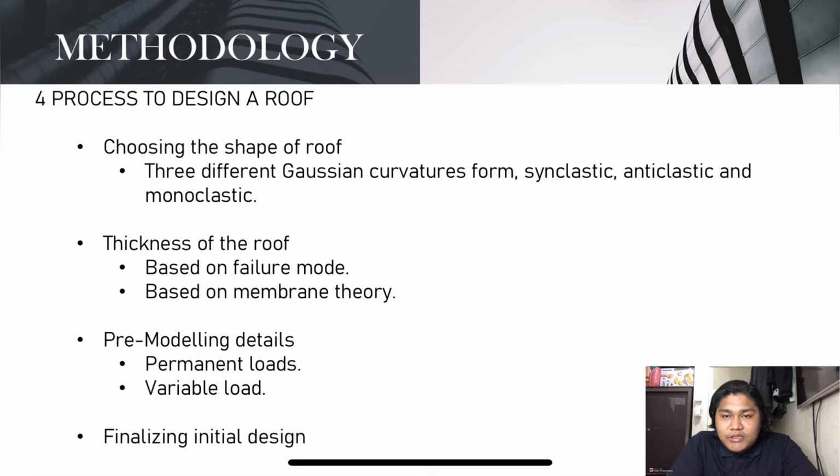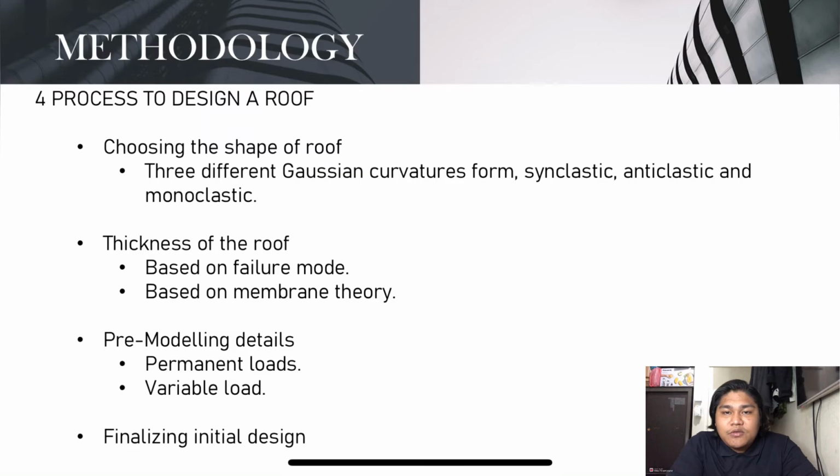In methodology, there is 4 processes in designing the roof. The first process is choosing the shape of the roof. There are 3 types of roof, which is synclastic, anticlastic, and monoclastic shells that are formed by Gaussian curvature form. Second process is calculate the thickness of the roof. The process is based on failure mode and membrane theory. The third process is pre-modeling detail.